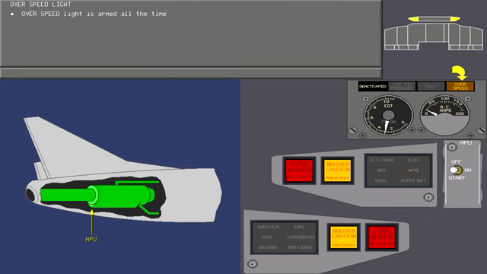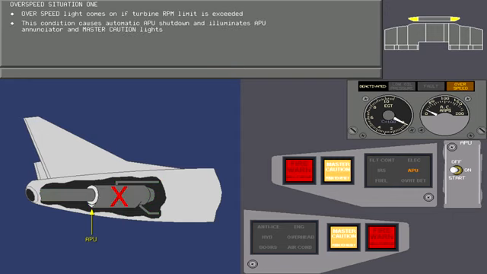The overspeed light is armed all the time, regardless of the APU switch position. This light comes on in 3 situations. It comes on if the APU turbine RPM limit is exceeded. This condition causes an automatic shutdown of the APU and illuminates the APU annunciator and master caution light. The overspeed light remains on until a mechanical reset is done on the ground.